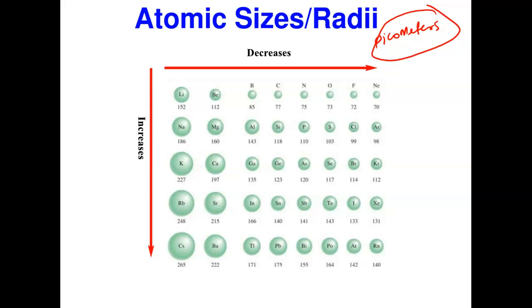And the reason why the size decreases is because the nuclear pull by the proton in the nucleus is dragging the cloud into itself and hence reducing the size of the atom.